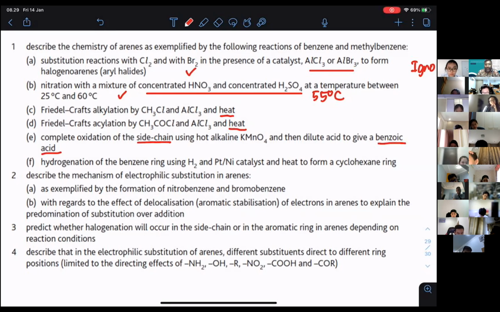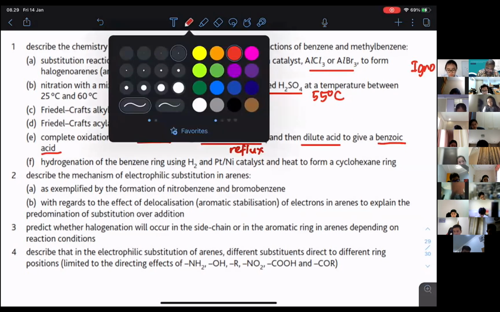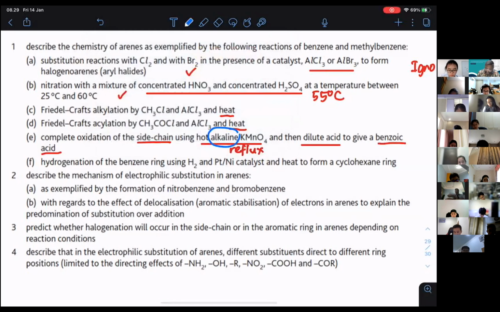And do remember this is going to be hot alkaline. Why hot? I think just now I said reflux. So hot alkaline, reflux, and then dilute acid, alkaline and dilute acid. I'll just use this one over here. Very, very important, the difference with the conventional oxidation: you use hot alkaline, then after that you use the dilute acid, but in my example I use dilute sulfuric acid.